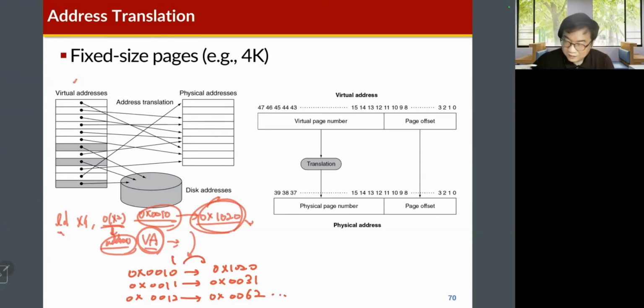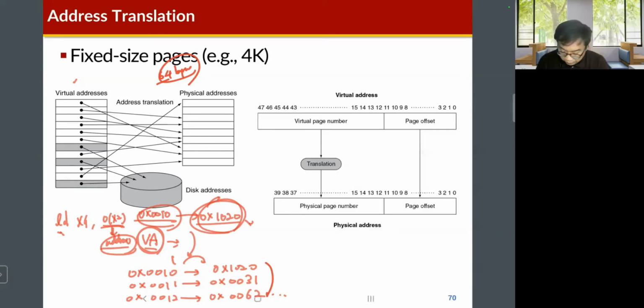Also, it's not practical, right? Because usually the size of a cache block is equivalent to the size of the burst read in main memory, and this burst read size to the main memory is about 64 bytes. So if we just use different byte addresses for the physical address, then it will be very impractical.